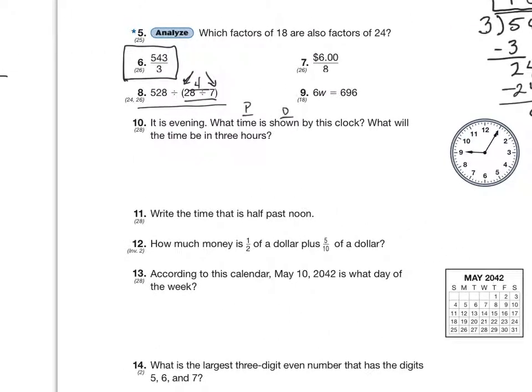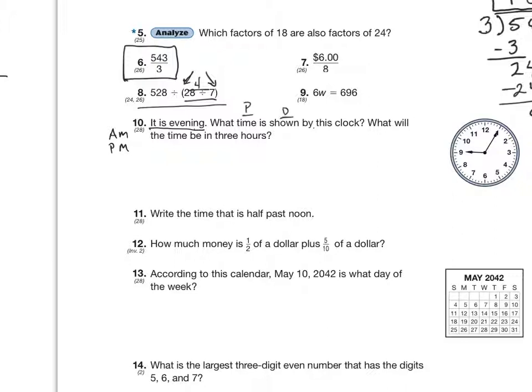Number 10. Make sure we read all of the directions. It is evening. What time is shown by the clock? It is evening. Here's our first clue. So is evening AM or PM? So choose that when you put down the time. What is the time shown on the clock? We look at the short hand.